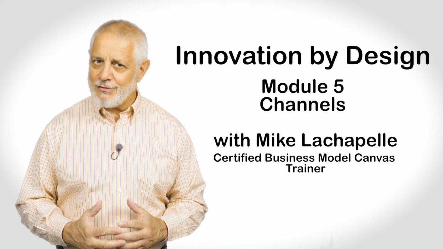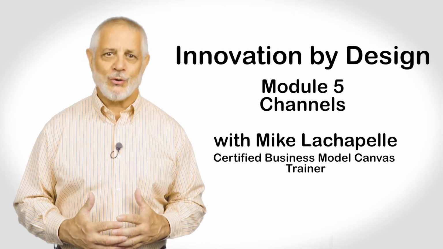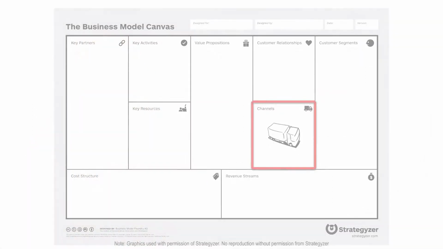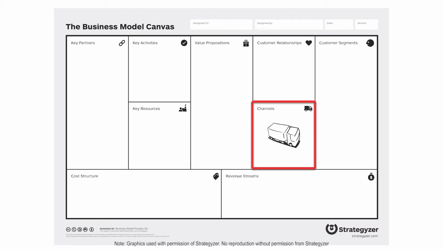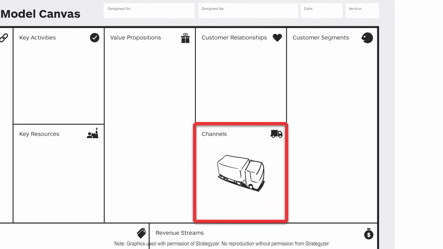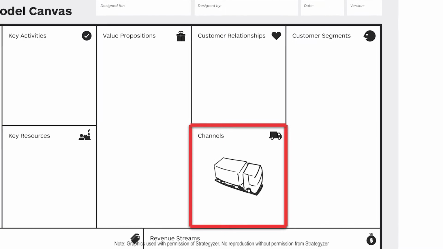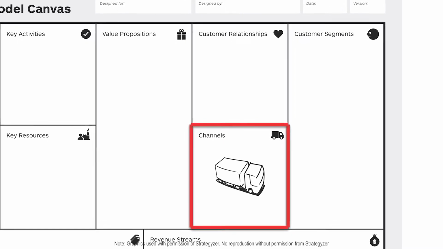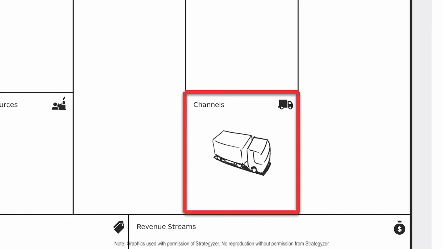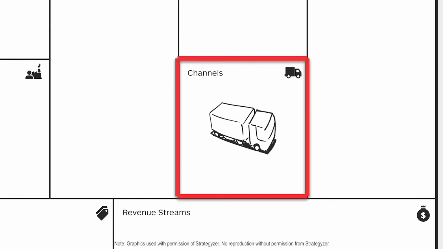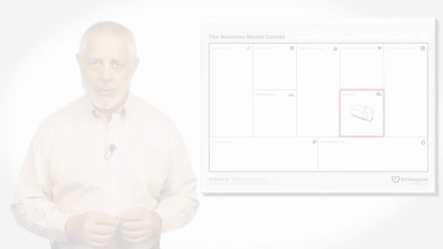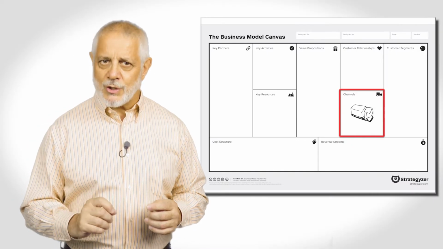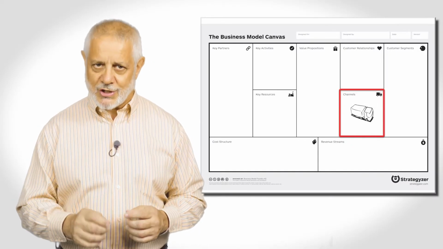This is Module 5, where we will cover the channels component of the business model. Now, in the previous video, we considered the first way in which we connect our customers and the value propositions, our get, keep, and grow strategies of customer relationships. Now, in this module, we'll look at the second way in which we connect customers and value, the channels that we use. Channels represent the touch points the business will use to interact with its customers.